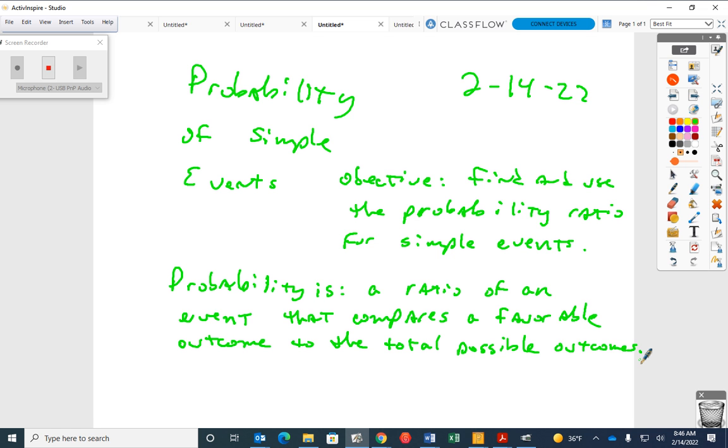What does favorable mean? Brooklyn? What's probably gonna happen? Well, what we want to happen, right? Like if I flip a coin, the easiest probability is thinking of a coin. If I flip a coin and I say, Elijah, if I flip heads, you win $5, what is favorable to Elijah? Heads, right? If I get heads, Elijah wins $5.